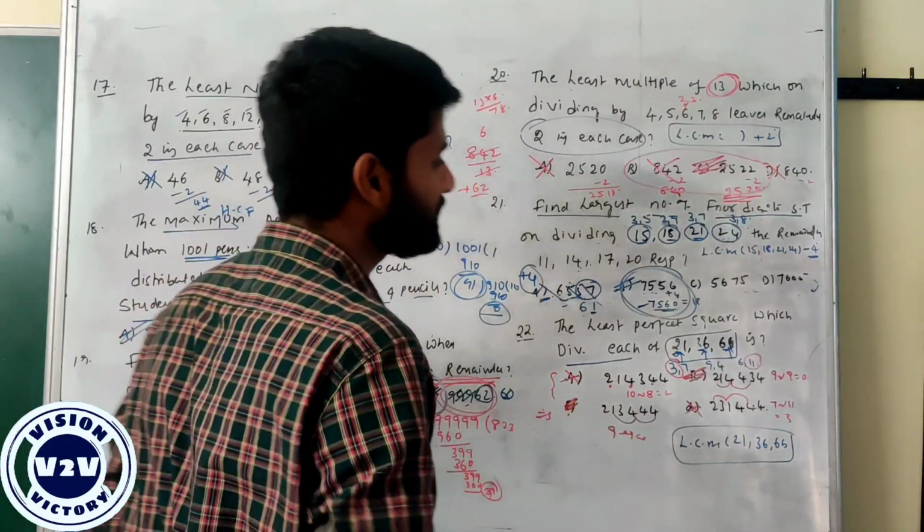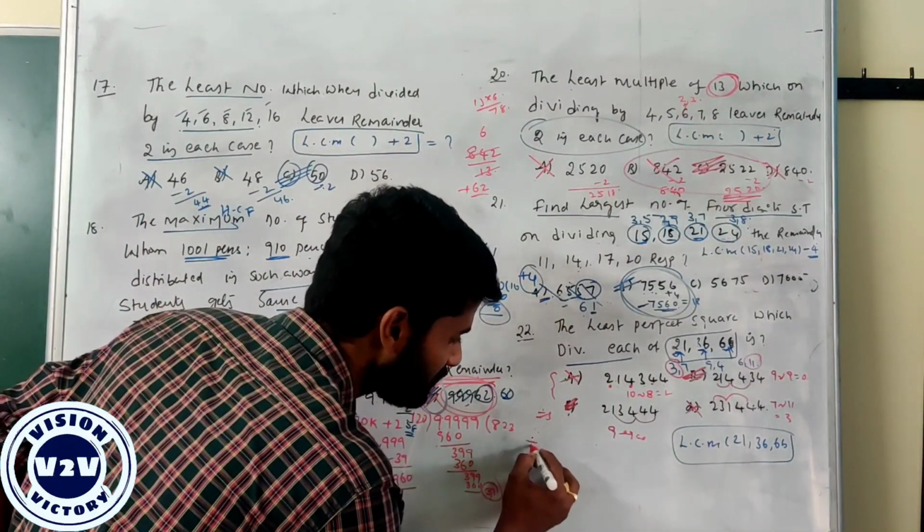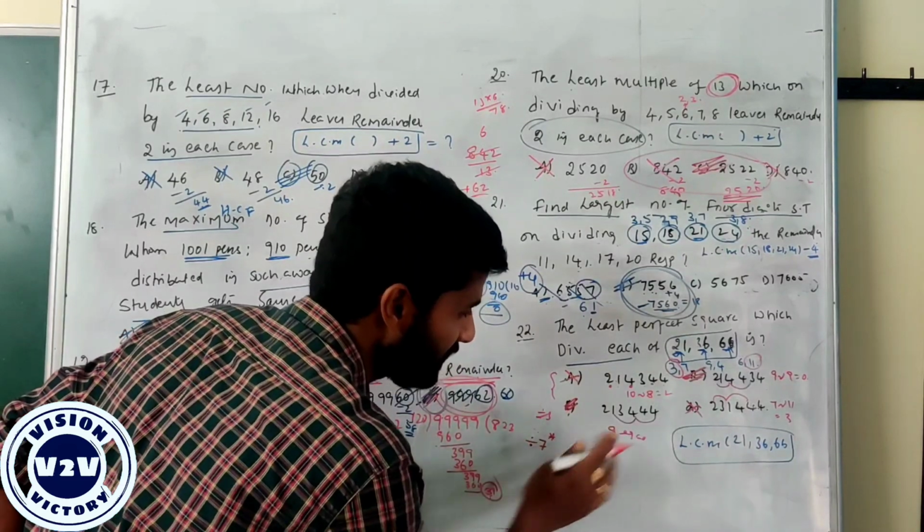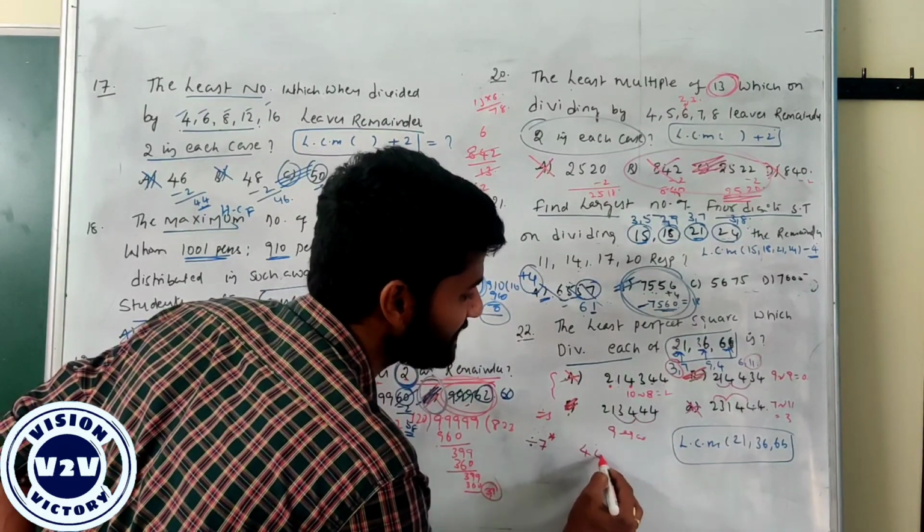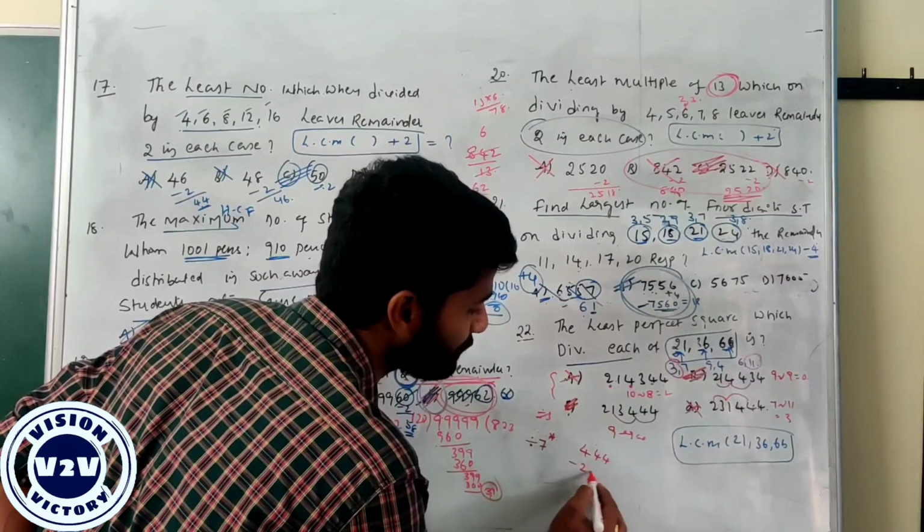Then you can check with the divisible by 7 rule. See, I will tell you the divisible by 7 rule. If it is a 6-digit number, pick the last 3 digits and subtract the previous digits.